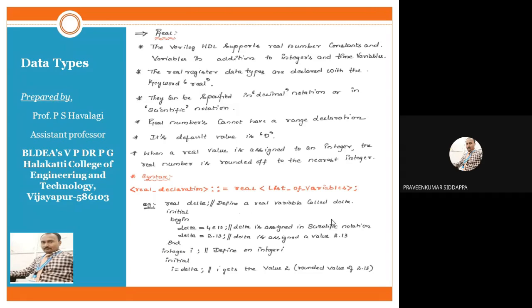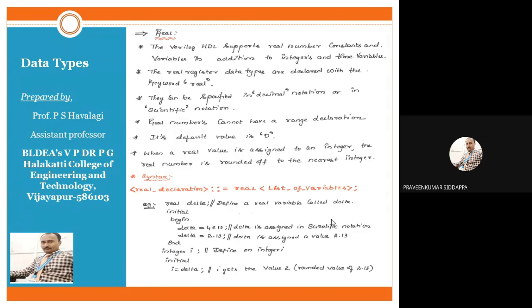Because of that reason, we cannot write it using the integer keyword. At that time, we have to use the real keyword, so that the hardware or software will understand that it is a real number. Whatever input and output we get should be of real type. So the real register data types are declared with the keyword real. Remember it. They can be specified in decimal notation or in scientific notation.